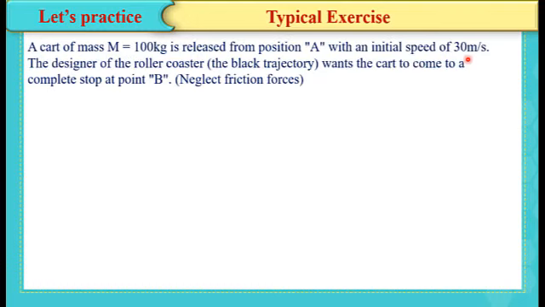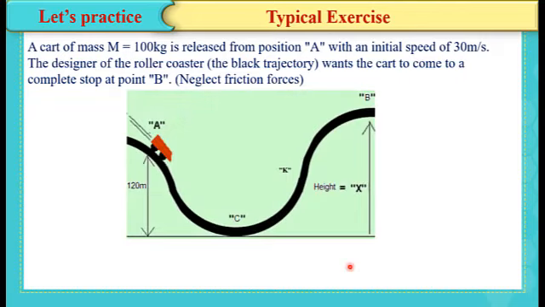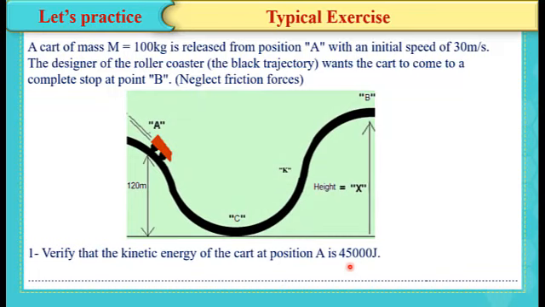Let's practice a typical exercise. A cart of mass m equal 100 kg is released from position A with an initial speed of 30 meters per second. The designer of the roller coaster, the black trajectory, wants the cart to come to a complete stop at point B. Neglect friction force. Let's see. Verify that the kinetic energy of the cart at position A is 45,000 joules.